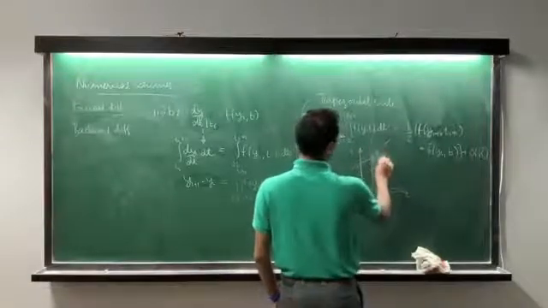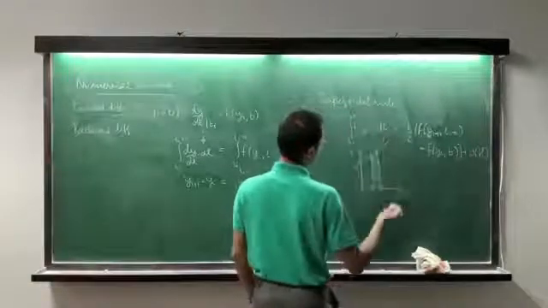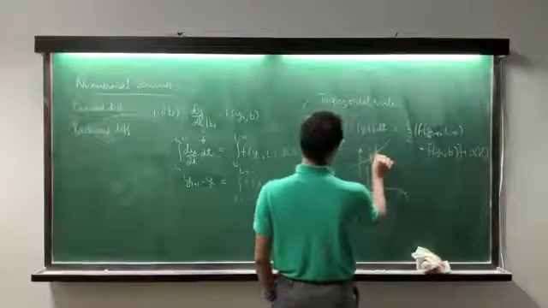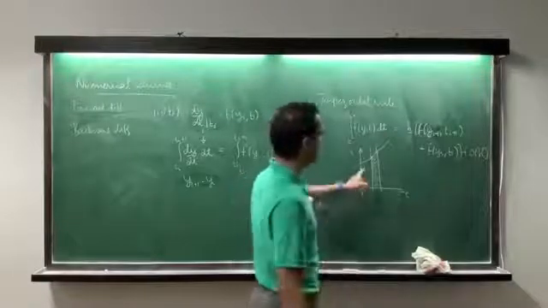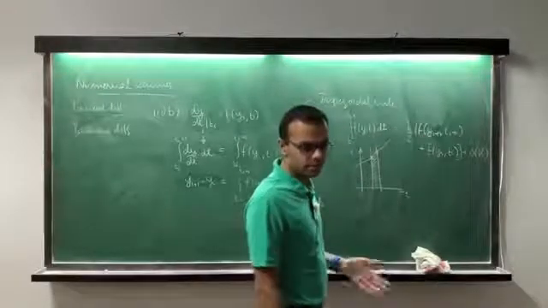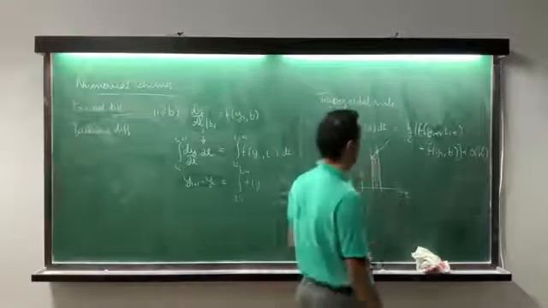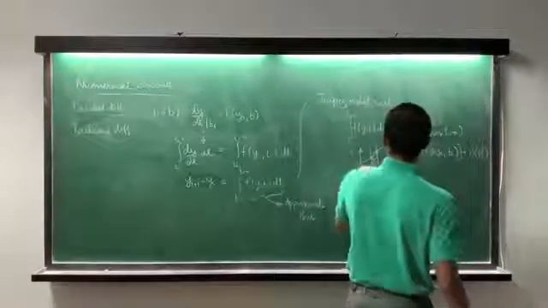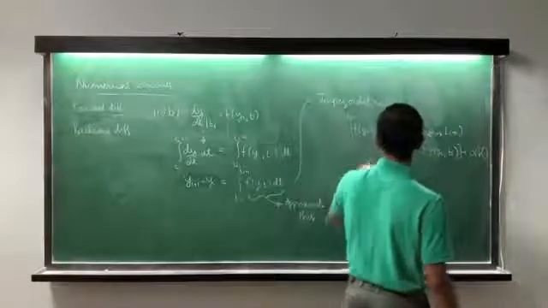You could approximate the entire thing as a rectangle, that's called the right box. You can approximate the entire thing as a rectangle here, it's called the left box. You can approximate using the trapezoidal rule, taking the average, and so on. So that's basically what all of these schemes will do, but we'll use this formula for now.